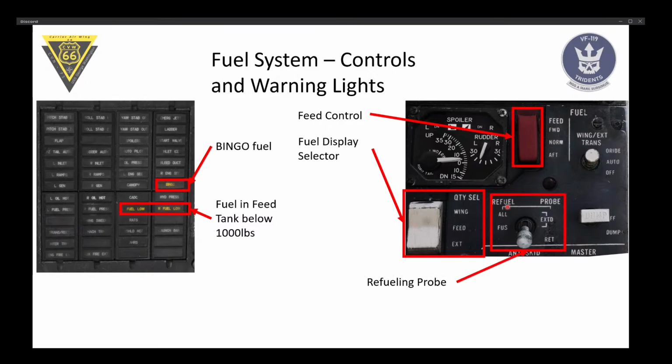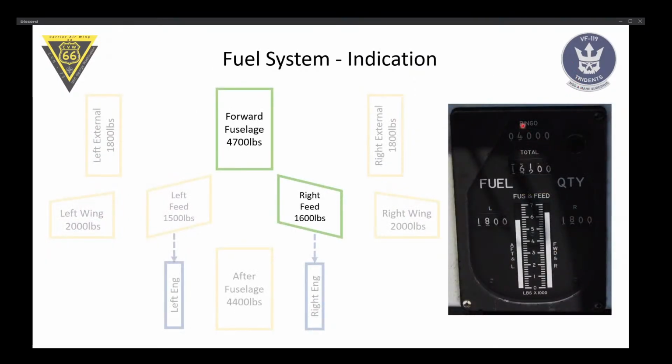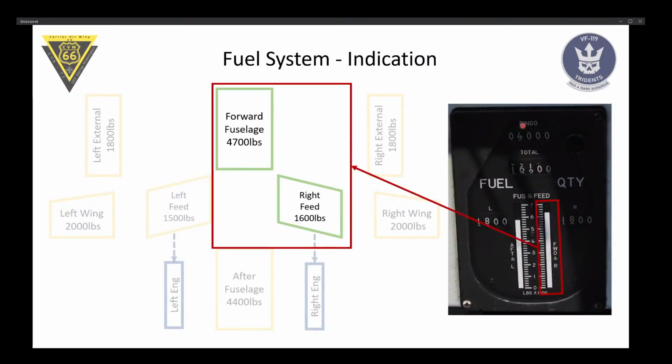Refueling probe: fuselage extended means that the wing tanks will not be refueled. If you put it in all extended, it means everything will be refueled. Also the reason for a lot of bug reports when people did not know how this works. Wing external transition basically controls whether we want to take fuel from the wing and external tanks or not, and the fuel dump switch.